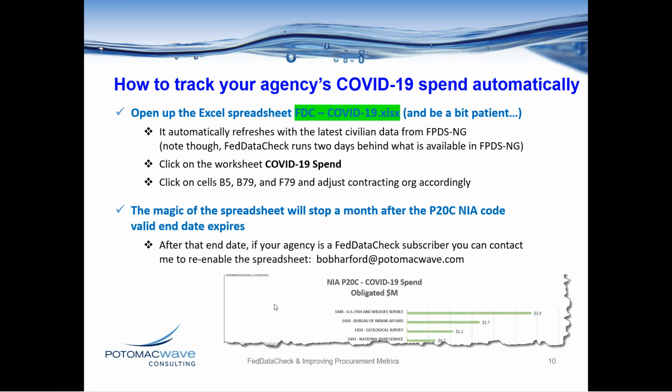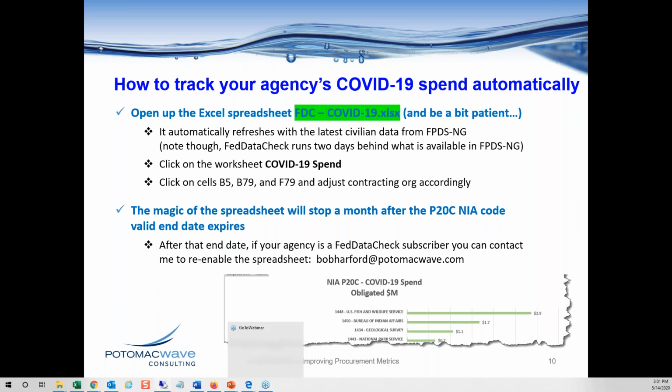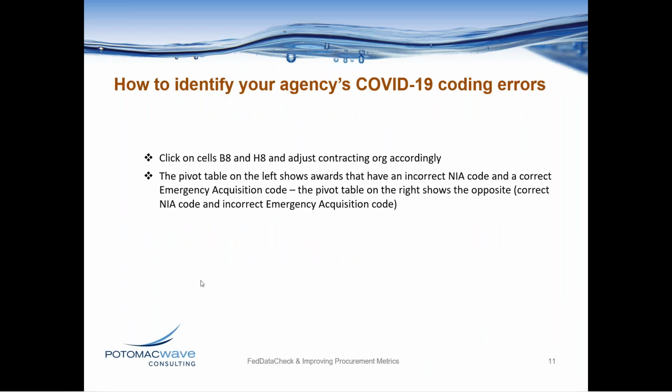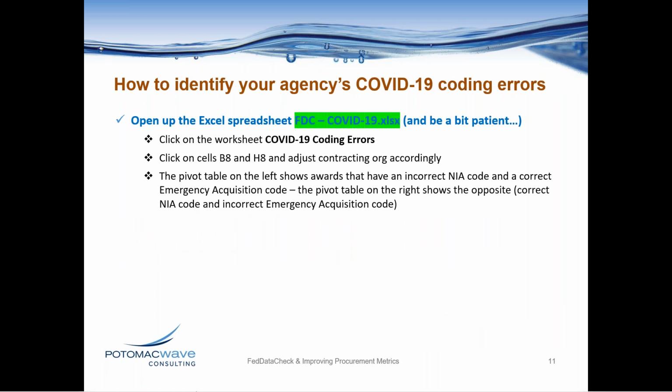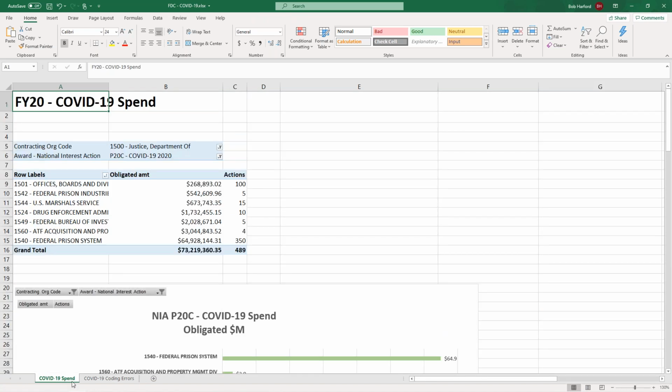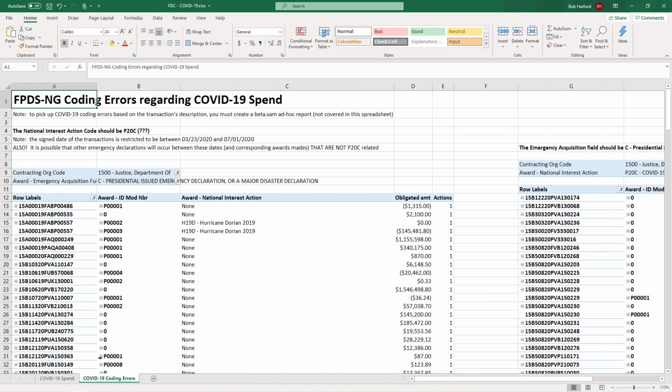Okay. All right, so that's tracking your spend. Double click on that spreadsheet, open it up. How about tracking your errors? If you go to that same spreadsheet, after you open it up, this worksheet, this tab, that tracks your spend. COVID-19 coding errors, that's going to get into those errors we just went through.